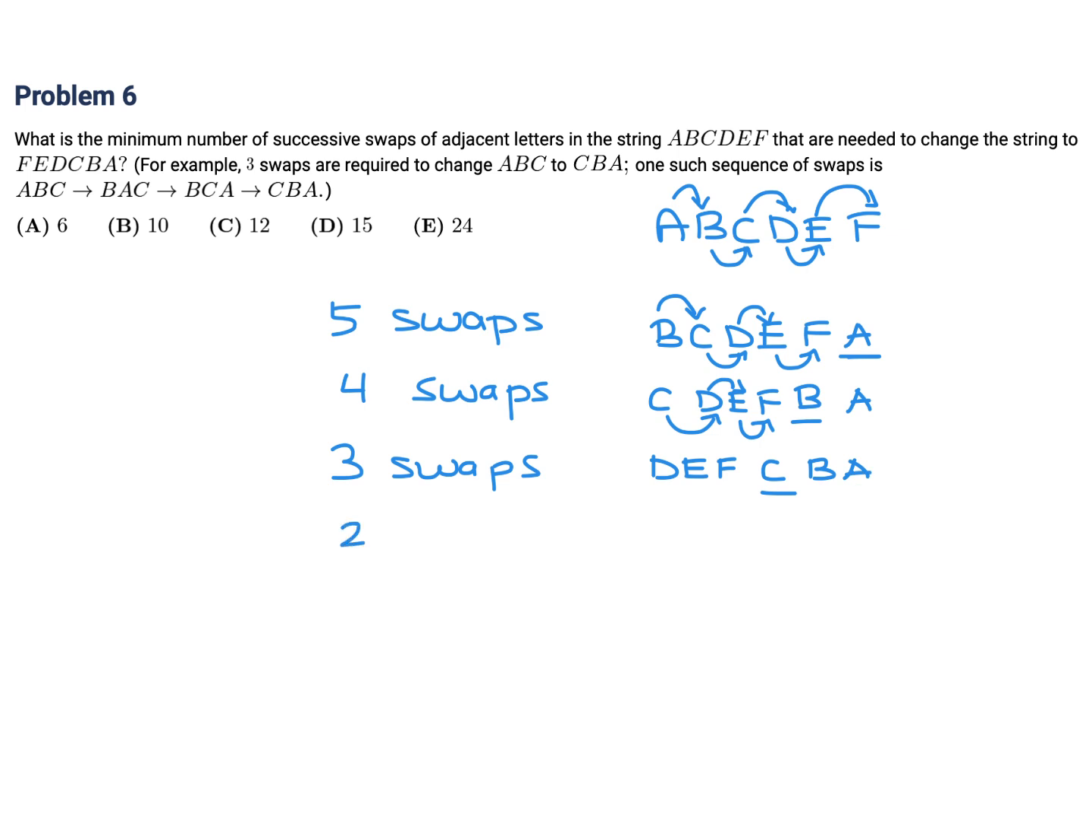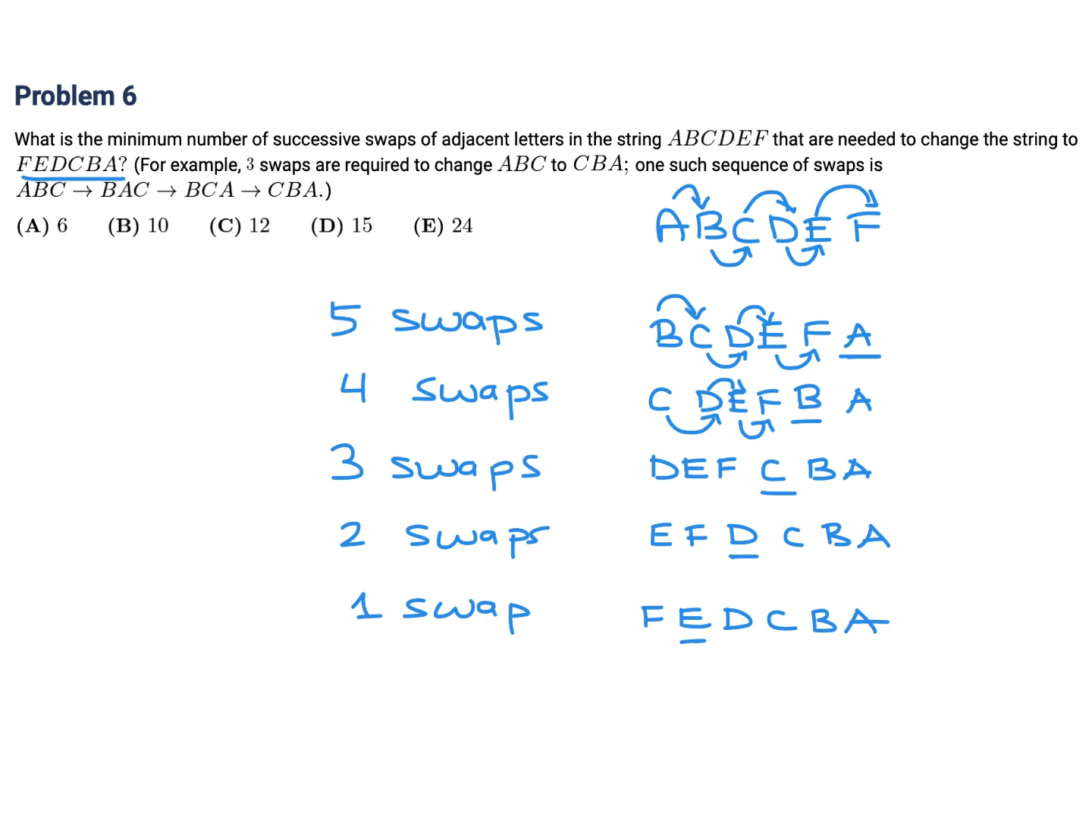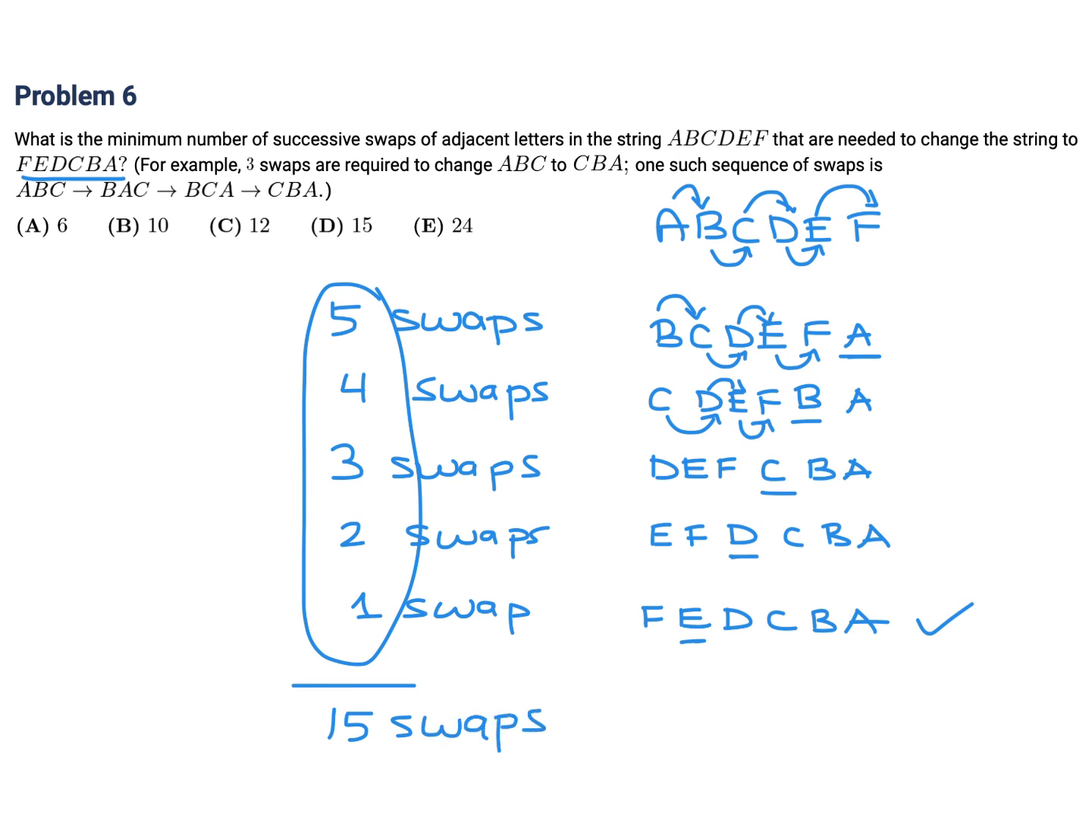And then 2 swaps to get the D inward a bit. And then finally 1 swap to exchange the E with the F. And like that. And I believe that is what we want, right? FEDCBA. Okay, we got it. So then we have to add up all the swaps. And when you do, I believe that is a total of 15 swaps. So that would be D.